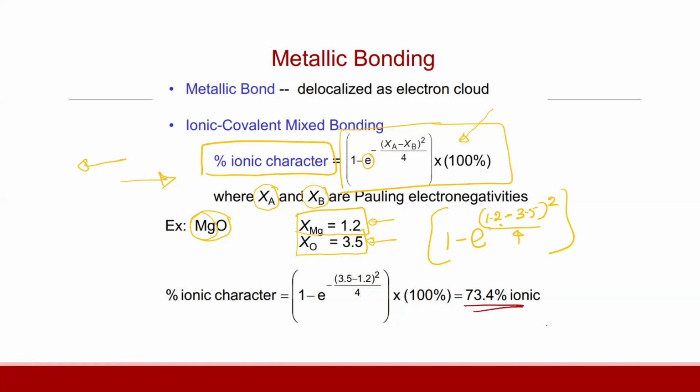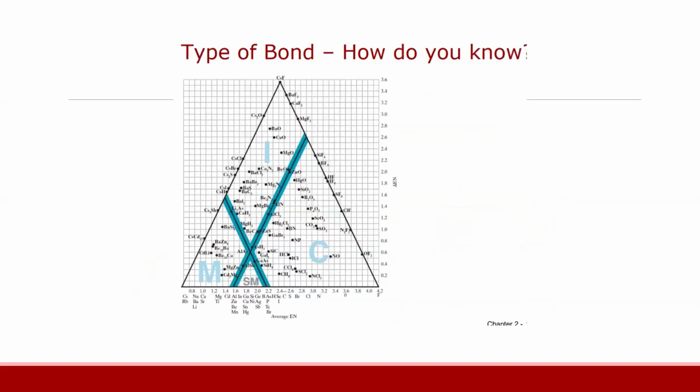It doesn't matter whether you have 3.5 first or 1.2 because you are taking the square, so it doesn't matter which one comes first. So you can see the percentage ionic character is high. So this one, as we have explained before, is an ionic bond. Make sense?